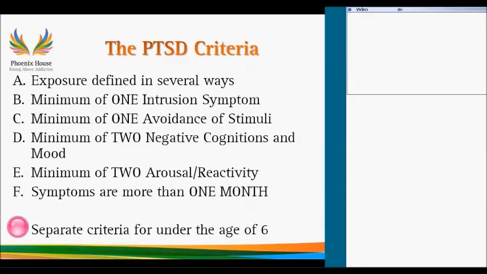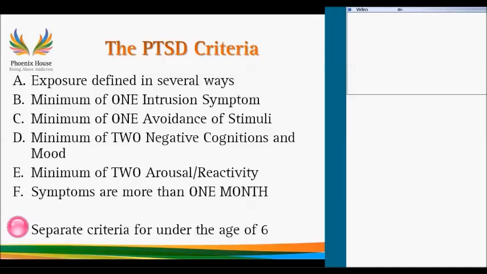The PTSD criteria itself, the exposure is defined in several ways. So if you look in the DSM itself, it's pages to diagnose PTSD. Exposure is defined as experiencing a traumatic event directly, hearing about something suddenly, either through the media that was not intended, being in an indirect relationship to the trauma. So there's different ways of how we define exposure to a traumatic event.